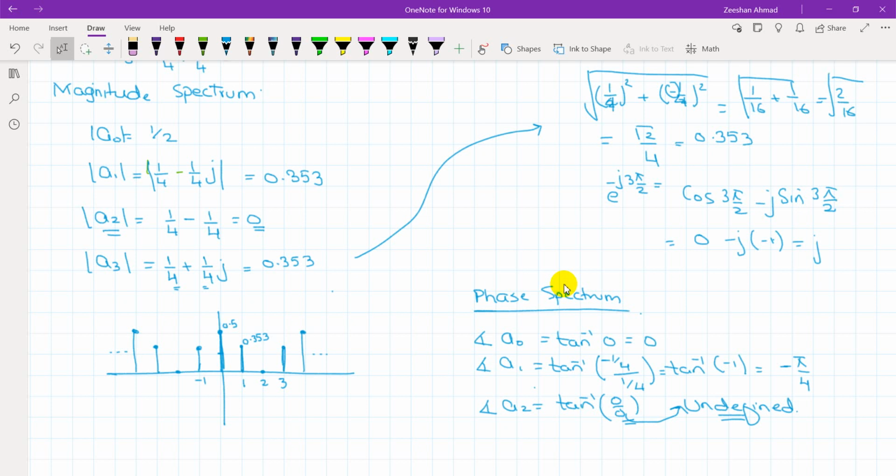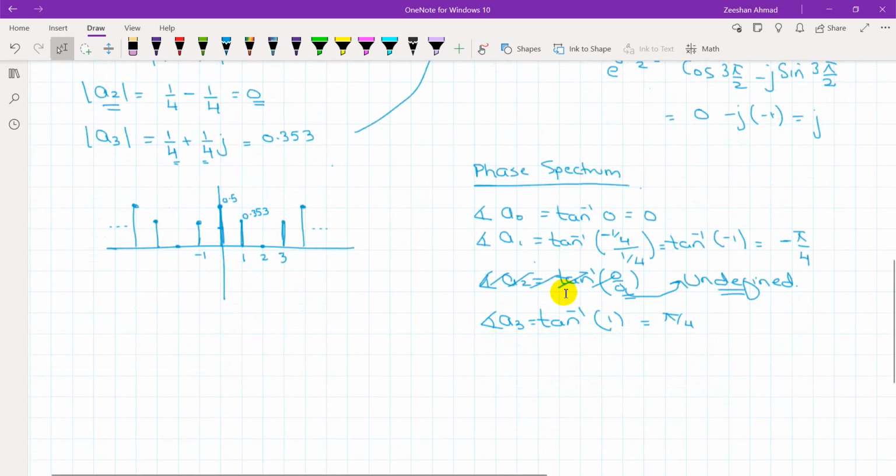The next one is, so it's better not to write it as undefined. We can say there is no coefficient here, so it means there will be no phase also for A2 here. Similarly, for A3, it will be tan inverse of 1 here basically. So it will become pi by 4 here.